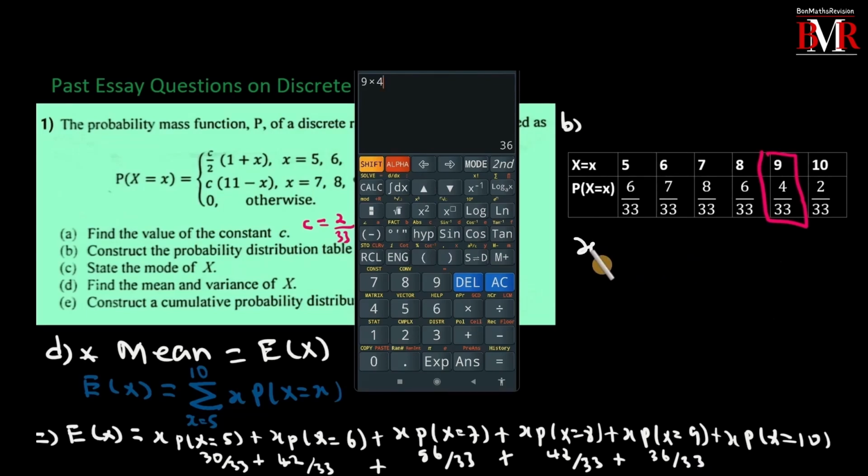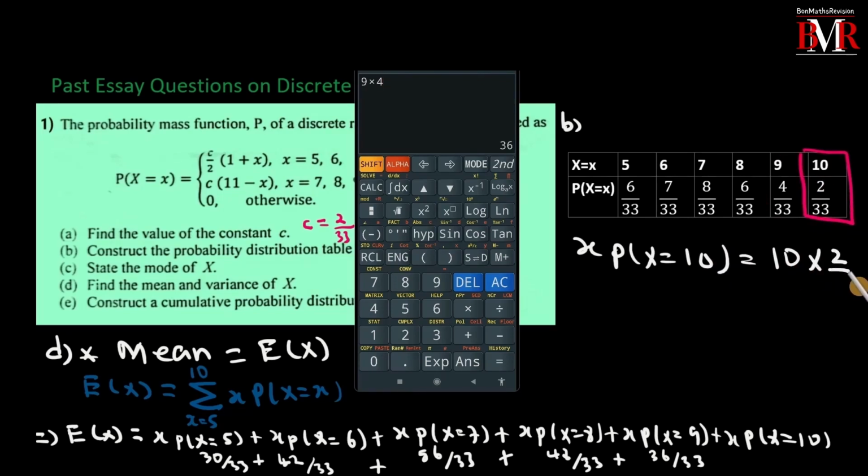Now for x times the probability of x equals 10 from the table is this. That is 10 times 2 over 33, which is equal to 20 all over 33. So it means here is plus 20 over 33.